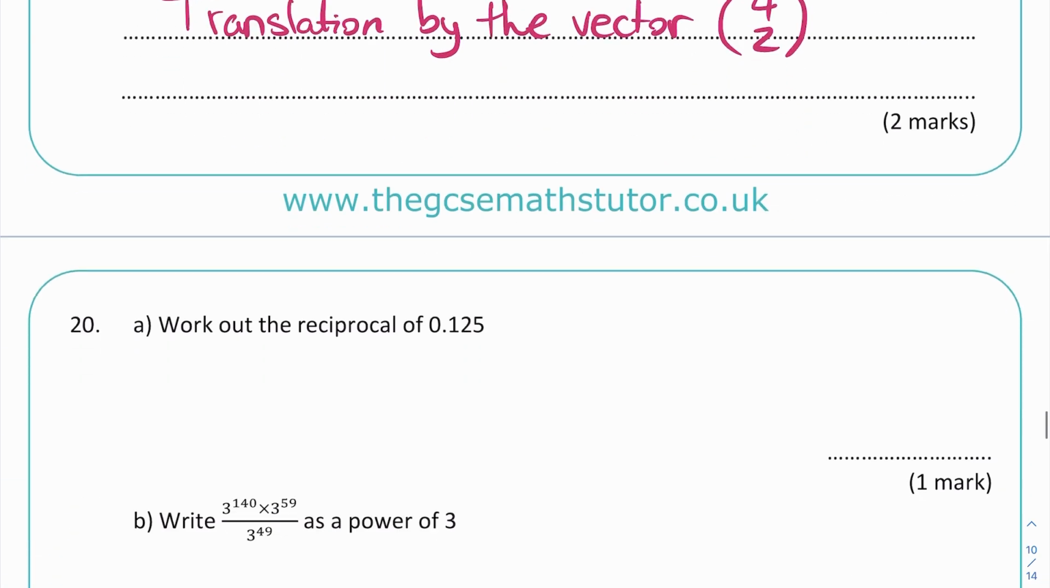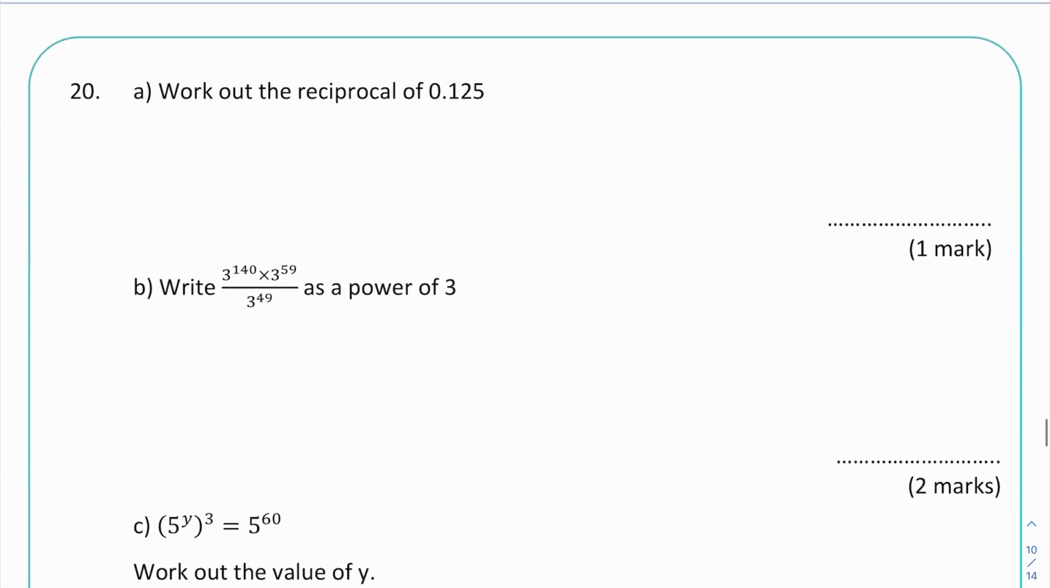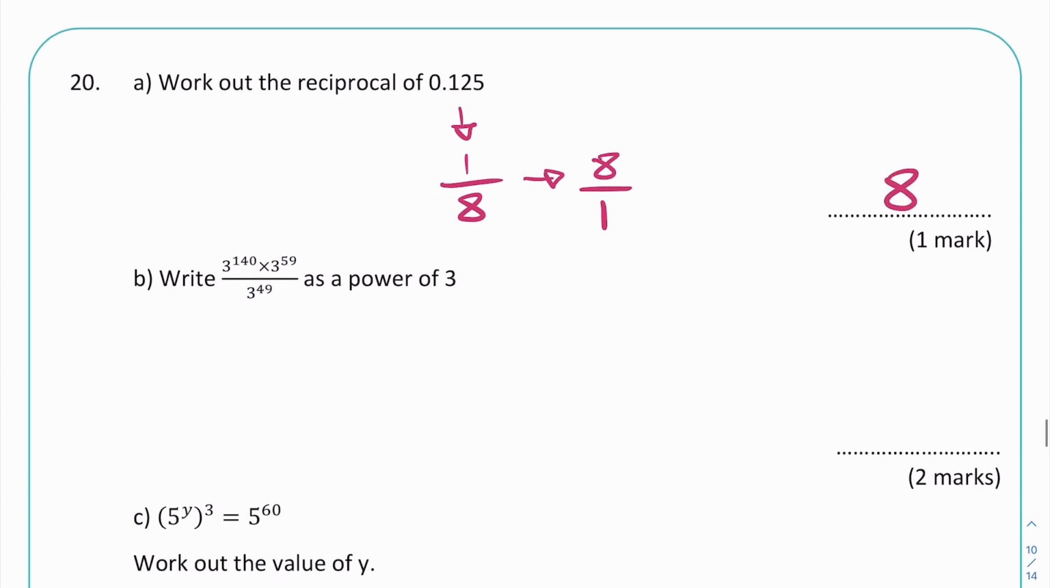Okay, on to question 20. Work out the reciprocal of 0.125. Now the reciprocal is when we flip a fraction over, but at the moment that's a decimal. If I type 0.125 into my calculator and press equals, it does actually bring up what this fraction is, and that fraction is 1 over 8. So that's not too bad. Now I can flip it over and it becomes 8 over 1, and you don't need to write that as a fraction with 1 on the bottom, so the reciprocal is just 8. And there we go, there is writing the reciprocal.